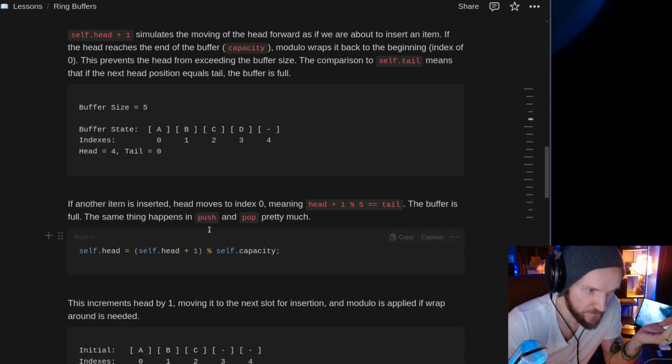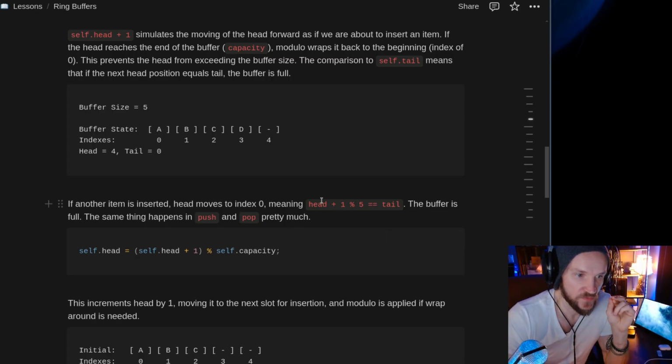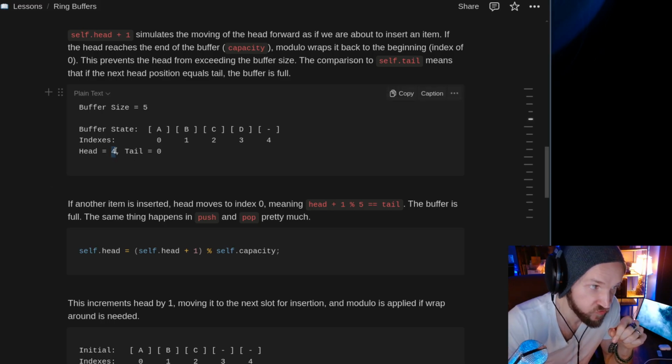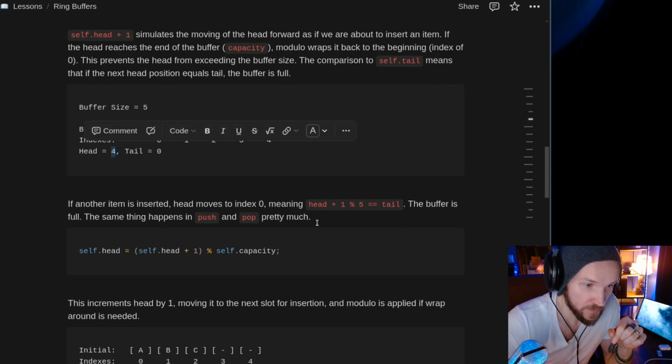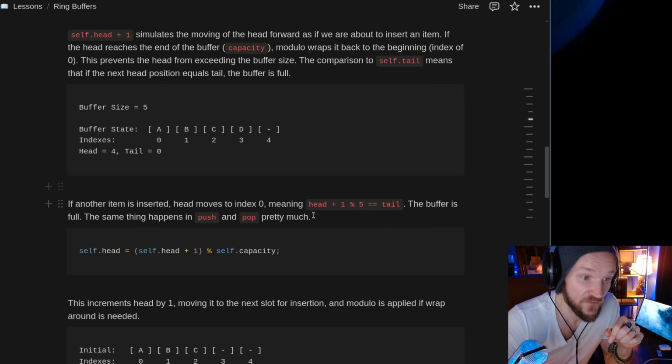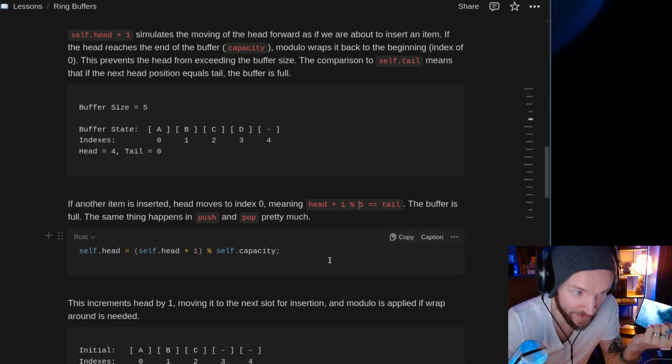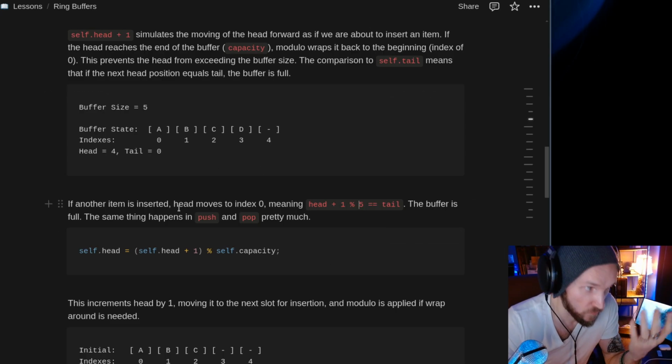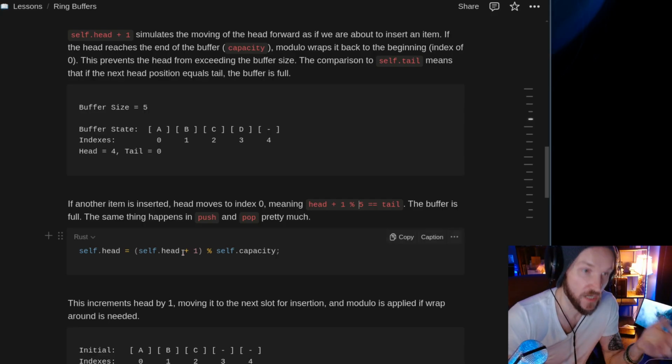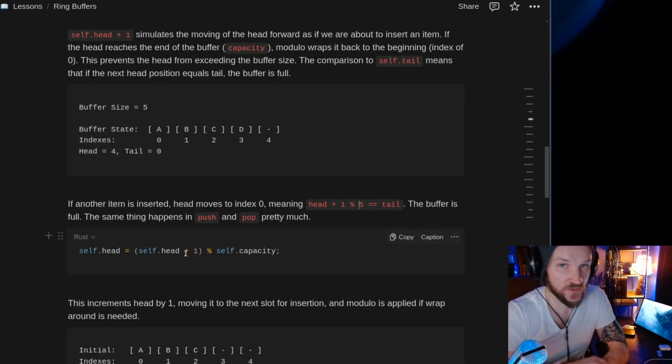And the same thing happens in push and pop. So think about this: head is 4, and we're doing head plus 1 modulo 5. 5 modulo 5 equals 0. And so when we get that index of 0 out of the modulo expression, we know that the buffer's full.